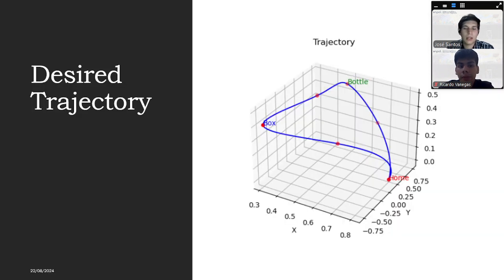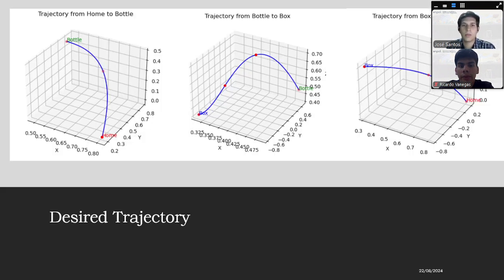So this is the trajectory that we want to achieve. First, from the home to the bottle, then the bottle to the home, then to the bottle to the box, and the box to the home. Here we can see every trajectory.